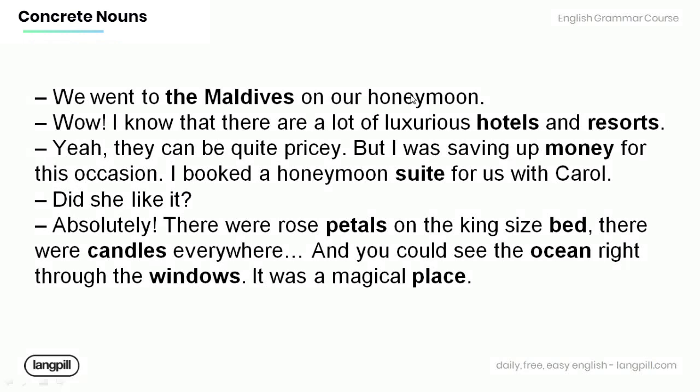We went to the Maldives on our honeymoon. Wow, I know that there are a lot of luxury hotels and resorts. Yeah, they can be quite pricey, but I was saving up money for this occasion. I booked a honeymoon suite for us with Carol. Did she like it? Absolutely. There were rose petals on the king-size bed. There were candles everywhere, and you could see the ocean right through the windows. It was a magical place.